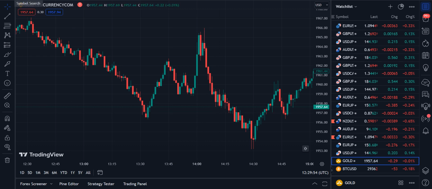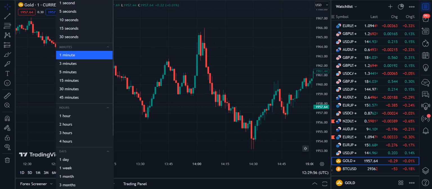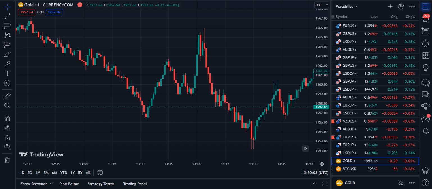Here I have opened a gold chart with a 1 minute time frame. You can open any time frame, 1, 3 or 5 minutes, but because we are going for a scalping strategy, I have chosen the smallest time frame, that is 1 minute.